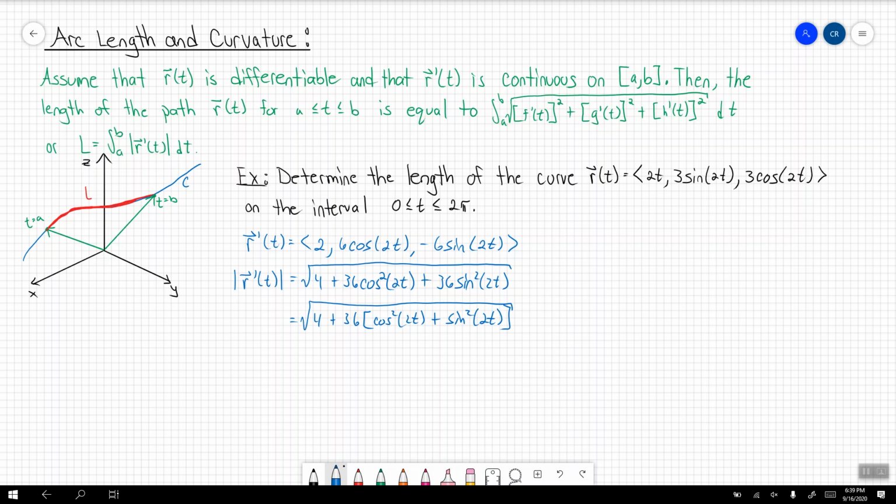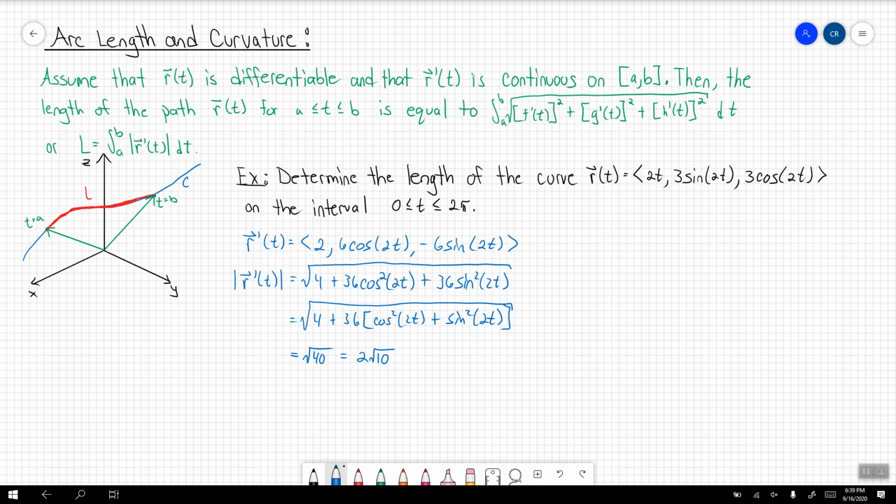And once we have this, then we can go ahead and we can say, well, cosine squared of 2t plus sine squared of 2t, that's going to be the Pythagorean identity, which is going to leave us with 1, which means it's 1 times 36, which then just gets us 36 plus 4, which is square root of 40. Now, square root of 40 can simplify into 2 root 10.